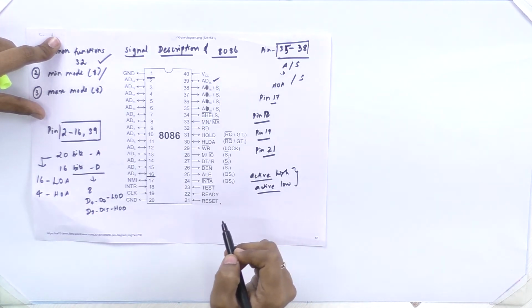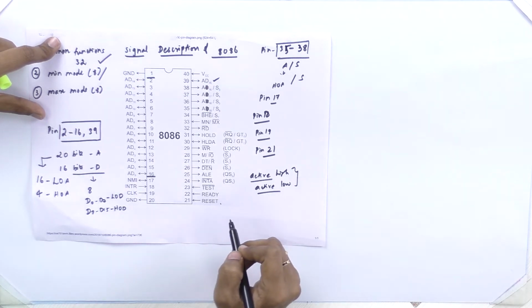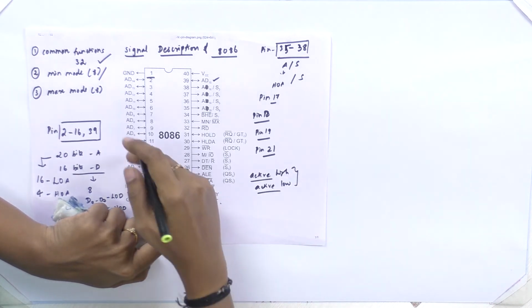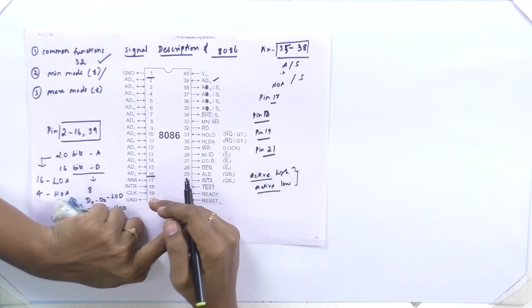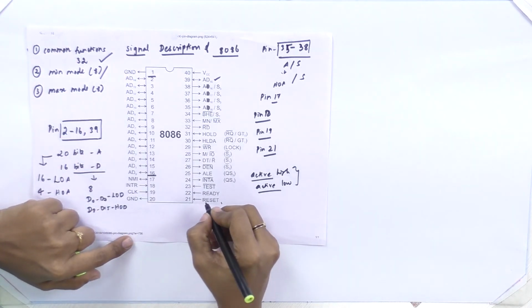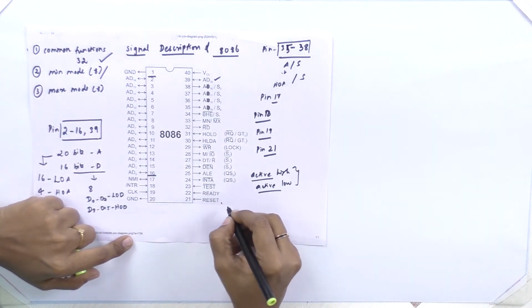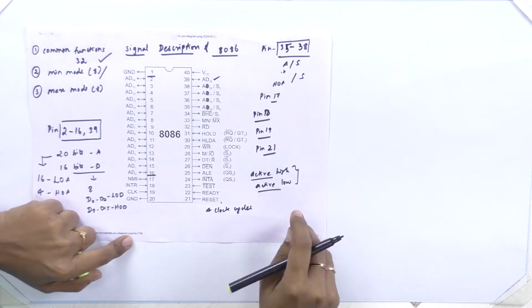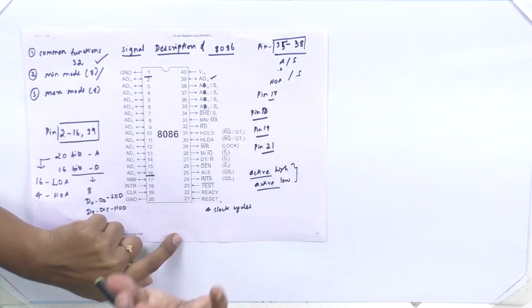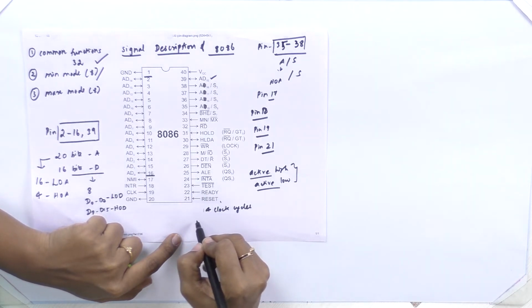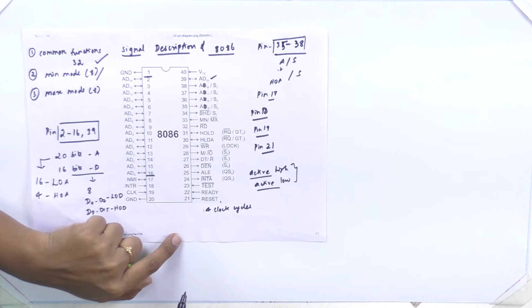So this is the reset pin, and it is active high. When this pin is active high, it resets all the operations of the 8086 microprocessor. And this reset pin requires a minimum of 4 clock cycles to be active in order to reset the entire 8086 microprocessor. It should be active for at least 4 clock cycles to reset the 8086 microprocessor.